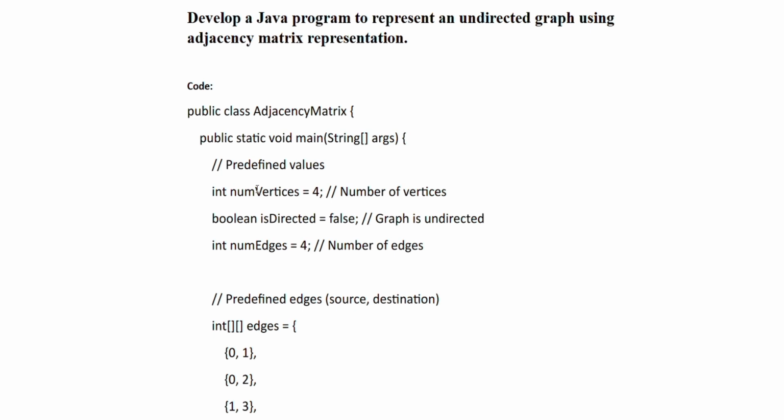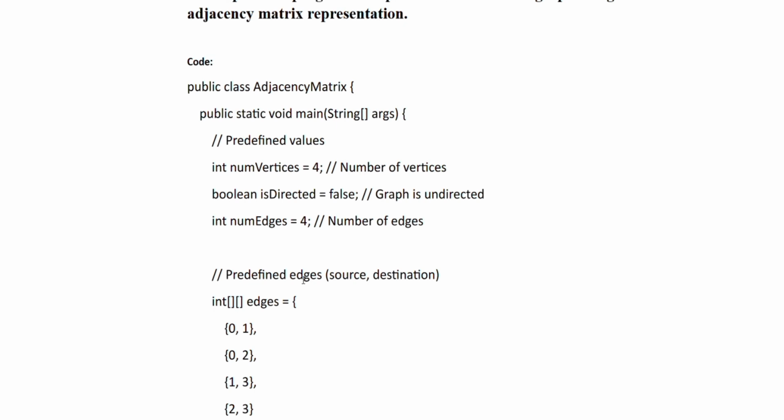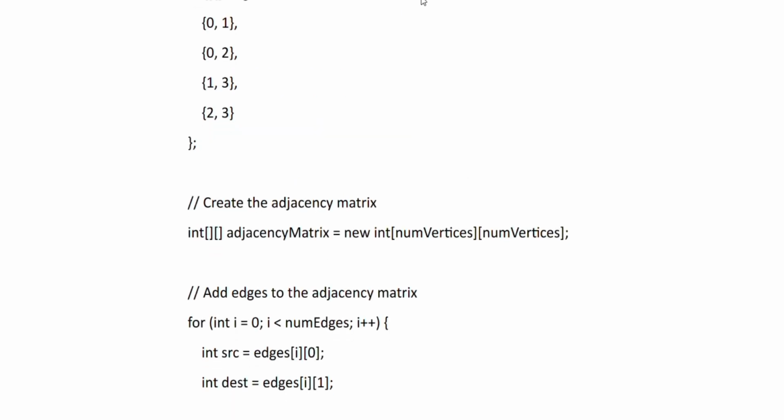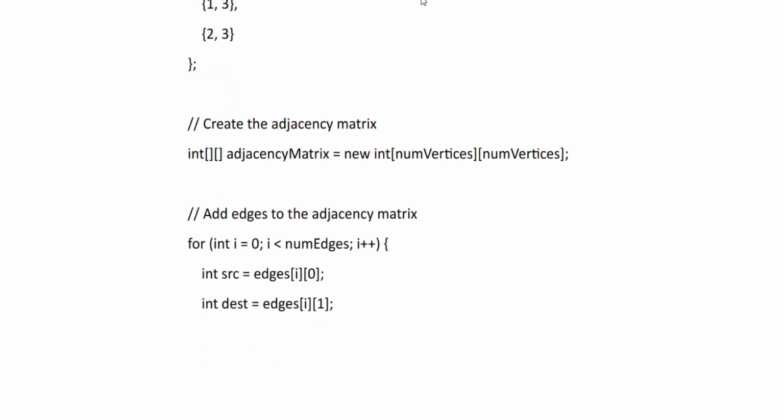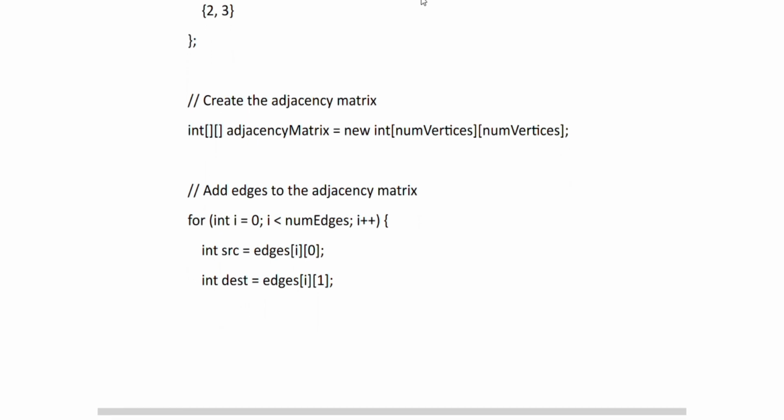Here we have initialized the number of vertices to be 4 and the number of edges to be 4. The directed flag indicates whether the graph is undirected or directed. Edges is a 2D array. It stores the source and destination vertices for each edge. Now we create a 2D array, that is the adjacency matrix. The size of the matrix is number of vertices cross number of vertices.